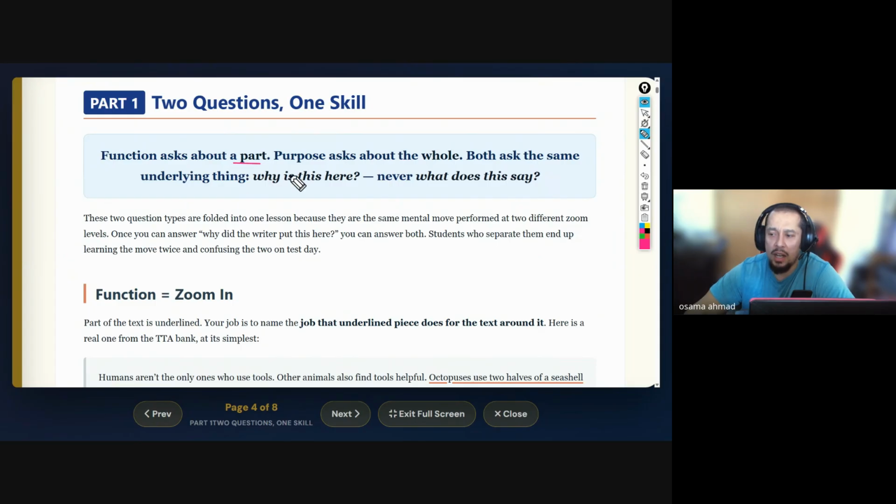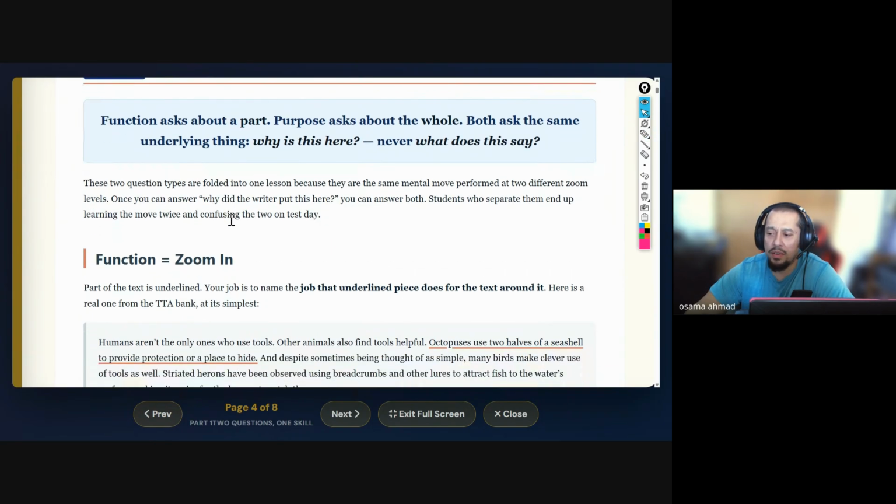Function questions ask for a part. Purpose questions ask for a whole, okay? Both ask the same thing: why is this here? Never what does it say. Step 1 always is what does it say, but step 2 is different here: why is it here? So they're folded into one lesson because it's the same skill. We don't need to take two lessons, right? So let's look at the different types first.